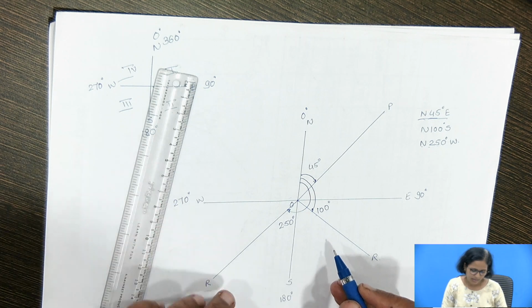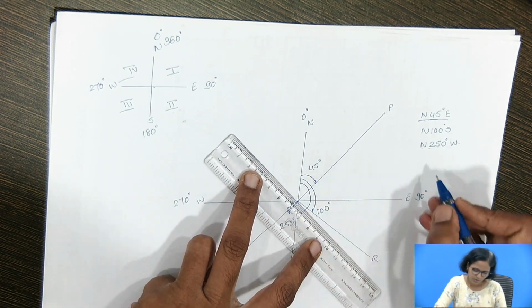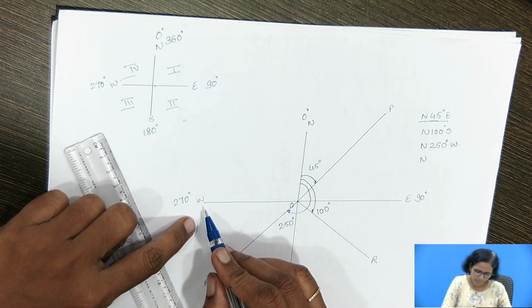So next, let's say the survey line is in the fourth quadrant. So what will be the fourth quadrant, that is north. How much will be the angle?